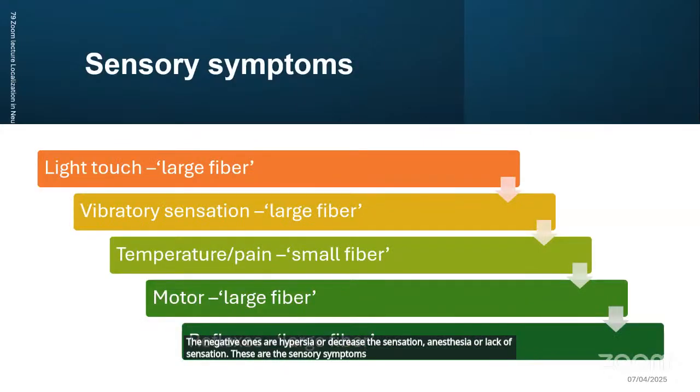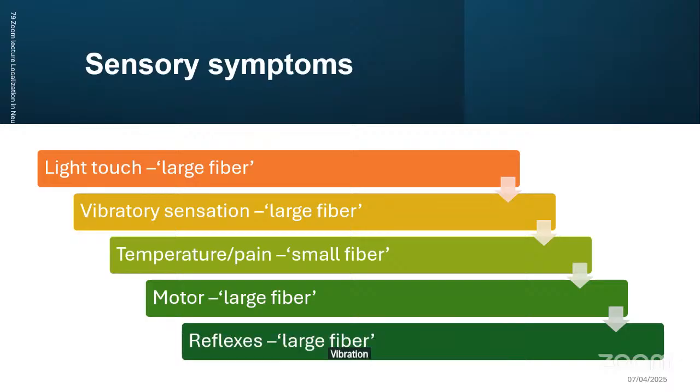For light touch, there are fibers which carry the action potentials from the receptors present in the skin and other organs. They are carried by small fibers or large fibers. Large fibers carry very fast action potentials, like those involved in equilibrium, the posture and balance. So those are large fibers, and light touch is affected by large fibers.